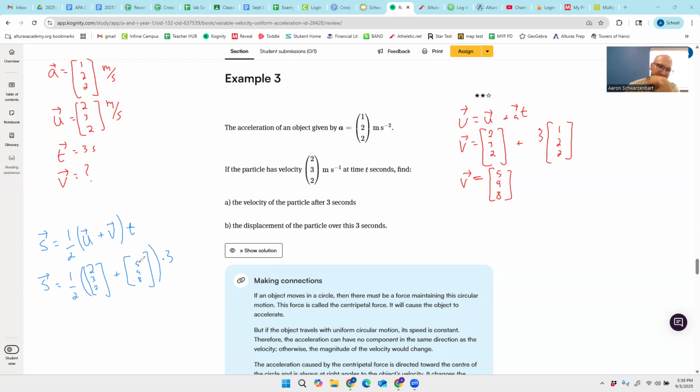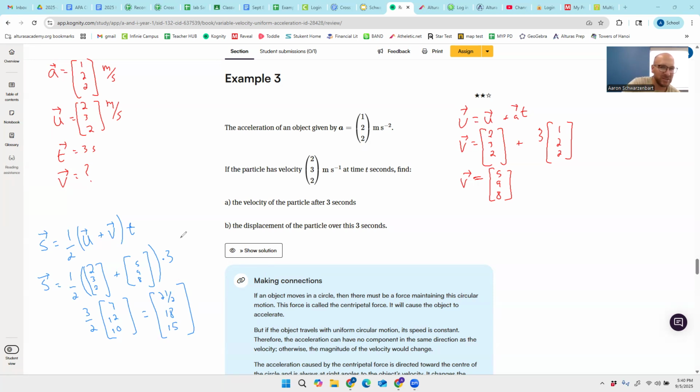So 2 plus 5 is 7. And 3 halves. We'll multiply the 3 times the 1/2 while I add the insides. 7, 12, 10. That gives 21 over 2, 18, and 15. That is my displacement vector. And that is all for this uniform acceleration.